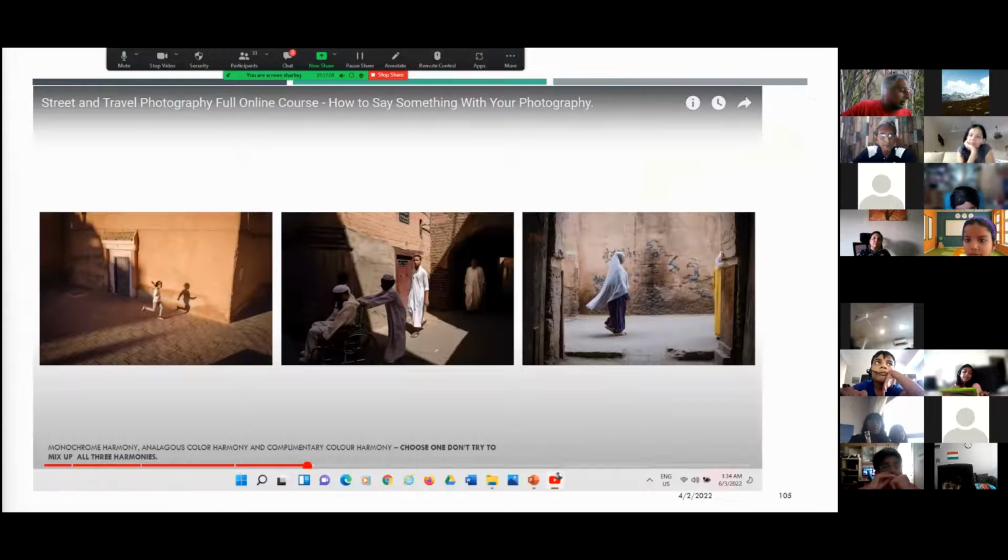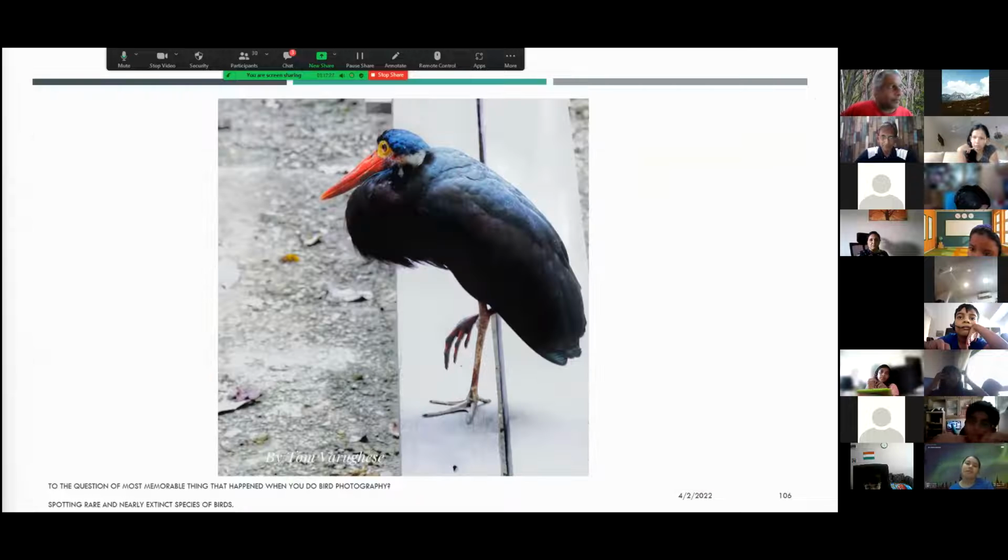So in summary, there are three color harmonies. The first picture is called monochromatic harmony. The second one is analogous harmony, which is using colors next to each other on the color wheel. And the third one is complementary color harmony, which is opposing colors on the color wheel.